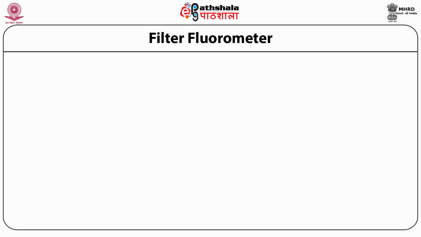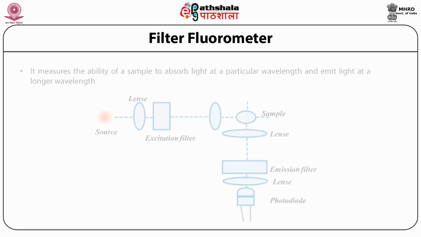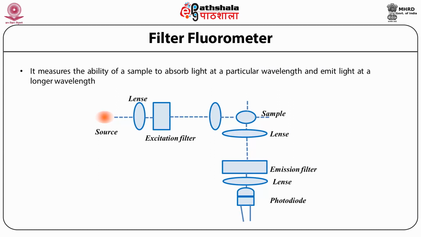First, let us study about the filter fluorometer. It measures the ability of a sample to absorb light at particular wavelength and emit light at a longer wavelength. It is a good choice when sensitive quantitative measurements are desired for specific compounds. The comparative ease of handling and low cost make filter fluorometers ideal for detecting routinely the measurements.